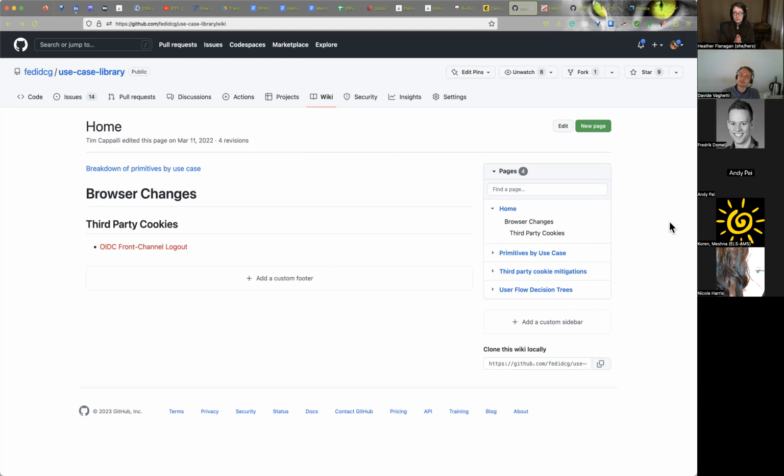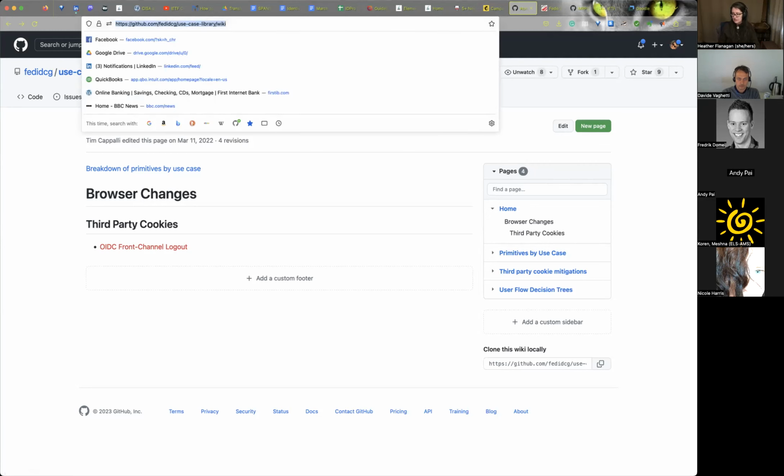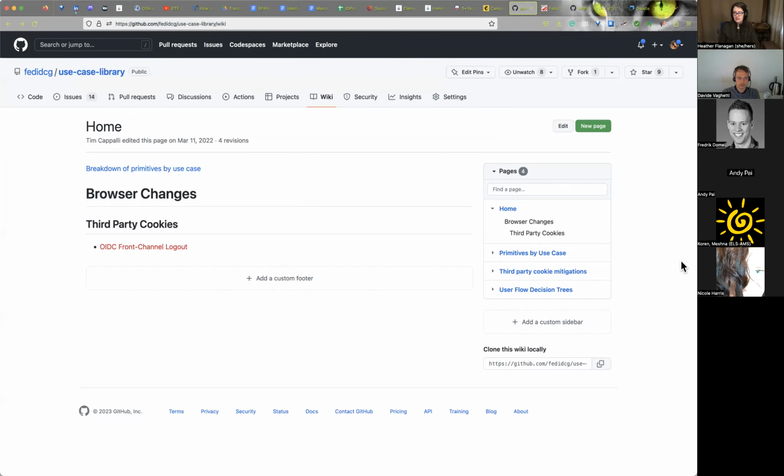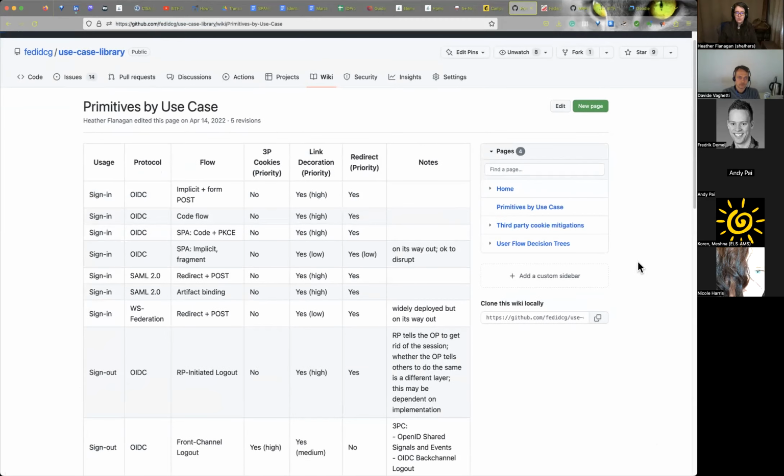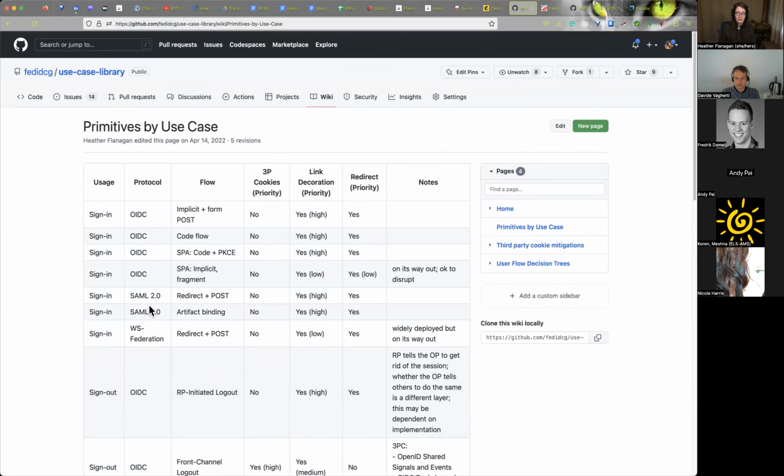The other thing I wanted to show you, for those of you who are deep in the development weeds, I wanted to highlight this website, and I'm dropping a link to it in the chat. It's an openly available part of the FedIDCG repository, and one of the things it has in here is, okay, so what exactly, I mean really exactly, is impacted here? For OpenID Connect, for SAML, what is the flow? Are third-party cookies impacted if they go away?